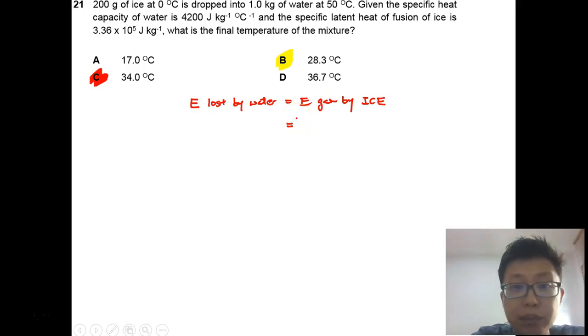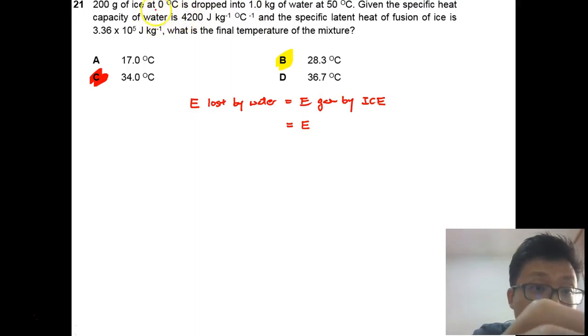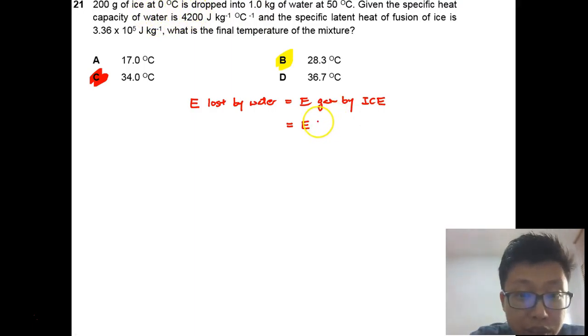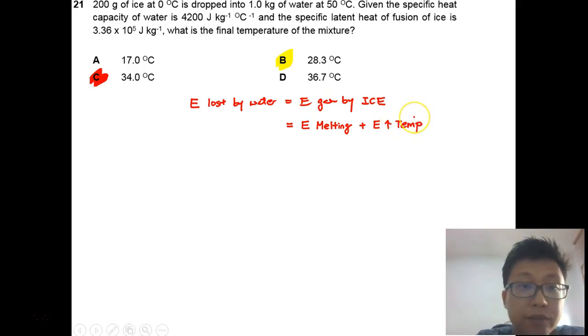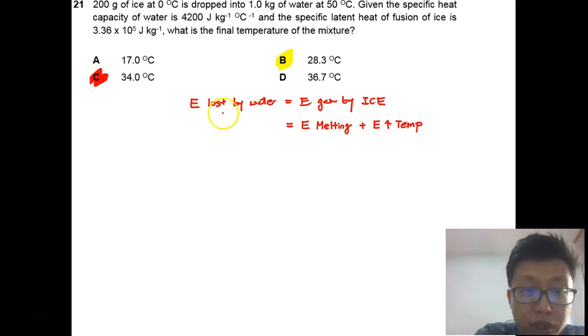So energy gained by ice is pretty simple. First, there will be the energy gain. In this case, the ice started off at 0 degrees, meaning that it will just melt. So there will be energy given off during melting plus the energy used to increase the temperature. In the case of water, the energy lost by water will be just the energy lost through the decrease in temperature.